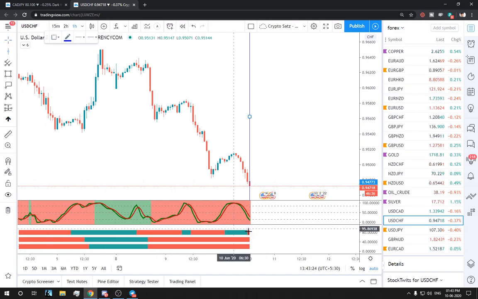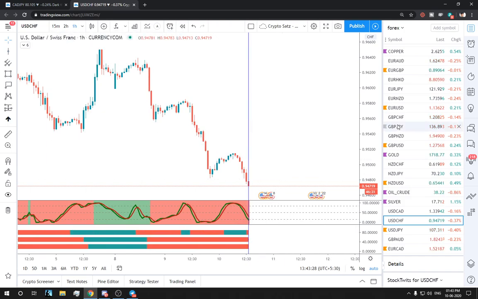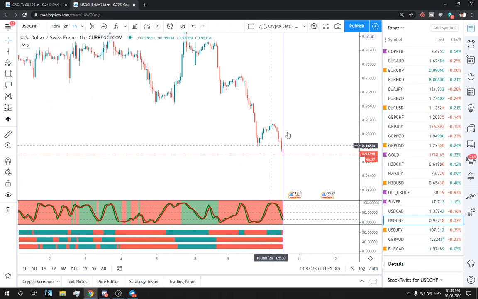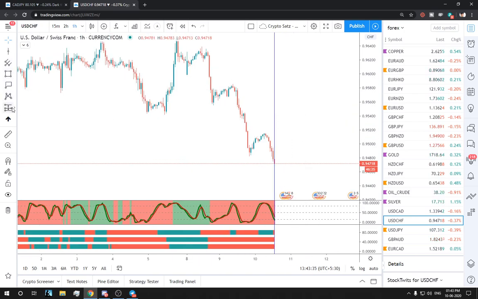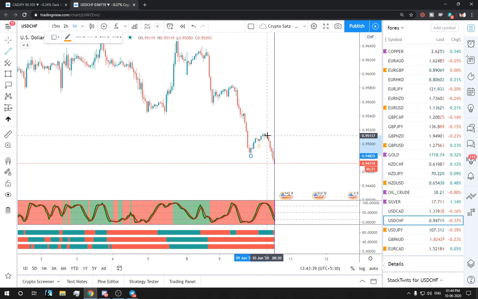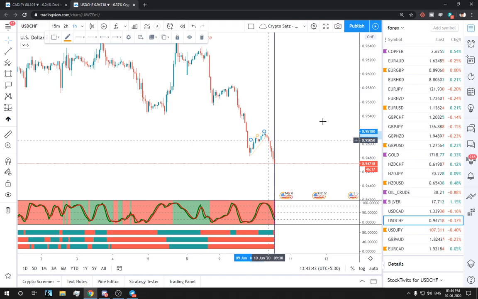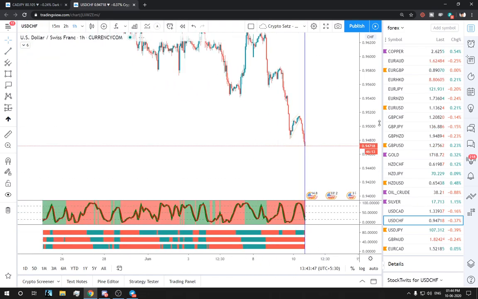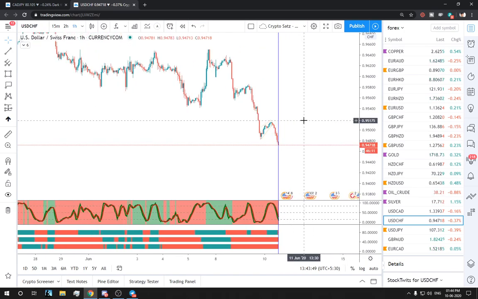USD CHF, we have a short signal waiting for this candle close. So if this closes in red, you can take this short. And good thing is we also have a bear flag over here, which got printed here. Bear flag. So it's in a continuation for continuous fall. USD CHF.